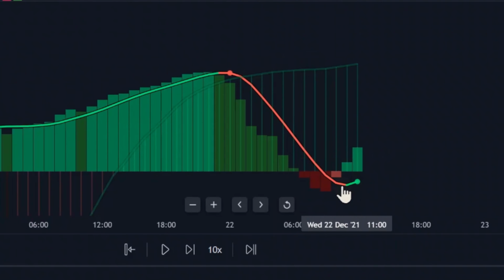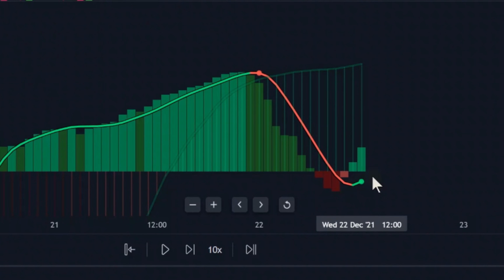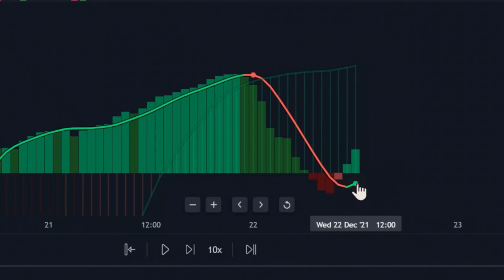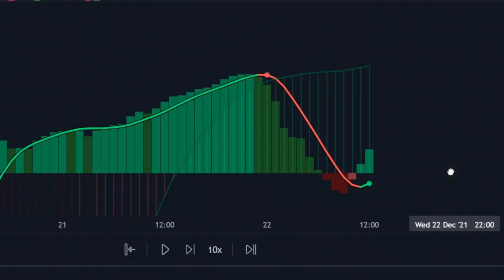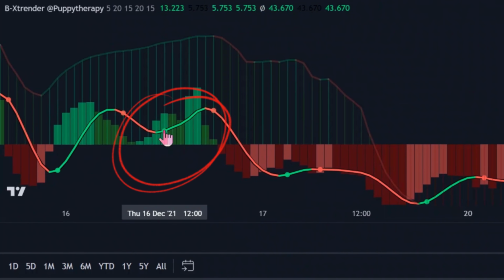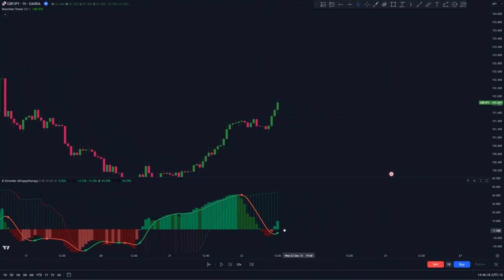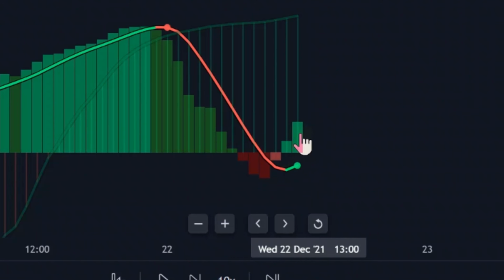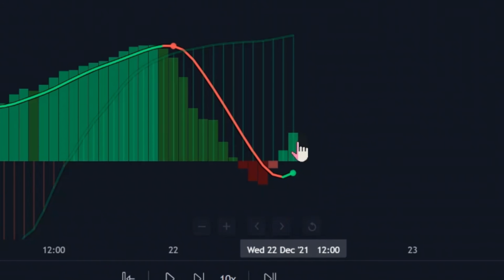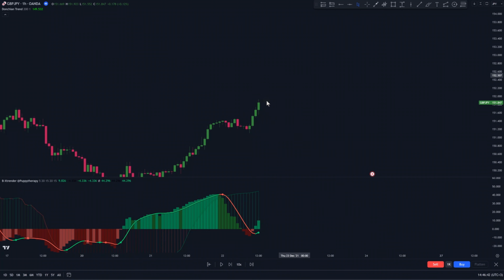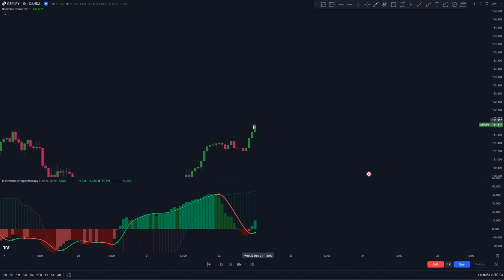To confirm that, we're going to wait for a green dot to be printed on the B-Xtrender oscillator. Also, for this buy signal to be valid, this green dot needs to be printed below the zero line. If it gets printed above the zero line like this one, that setup becomes invalid. Next, at the time this green dot is printed, the B-Xtrender oscillator histogram should be colored green. This indicates the presence of enough bullish momentum in the market to push the price all the way to take profit. All our entry conditions are met on this candle, so we're going to enter a long trade here.